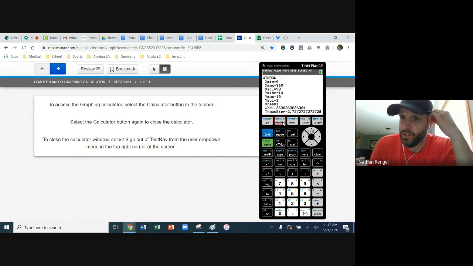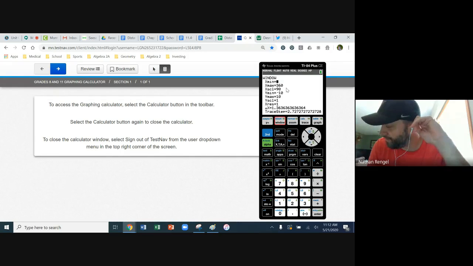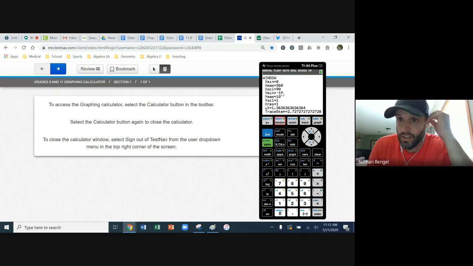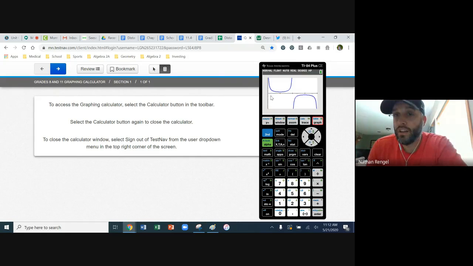Go to our window. We're going to go all the way to 360 degrees again, one lap around the circle. And negative 10 to 10. We'll keep that same window. We'll see how this one looks. Let's hit graph. So there's our cosecant, excuse me. So our sine graph starts at 0, goes up to 1, back through 0, goes down to negative 1. So there's your asymptote right here, asymptote right here, and then asymptote right where it starts.